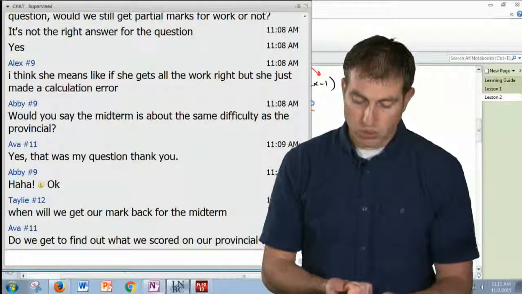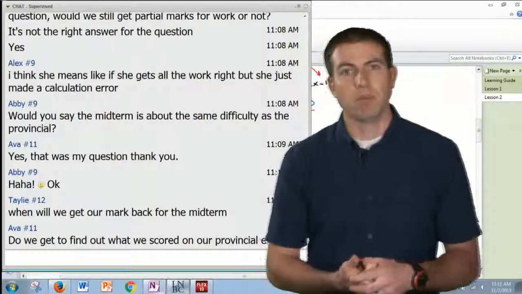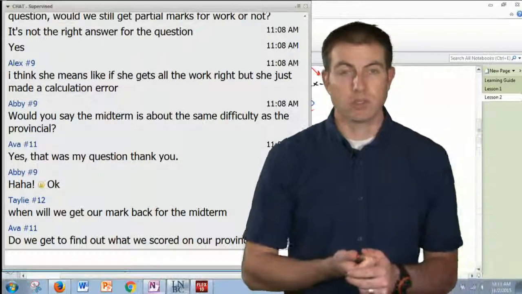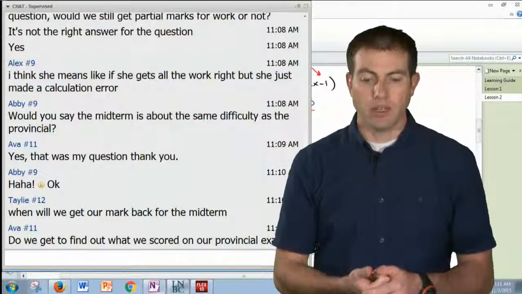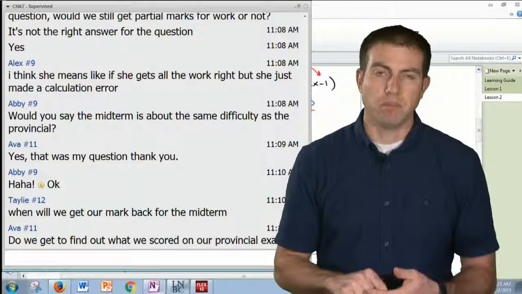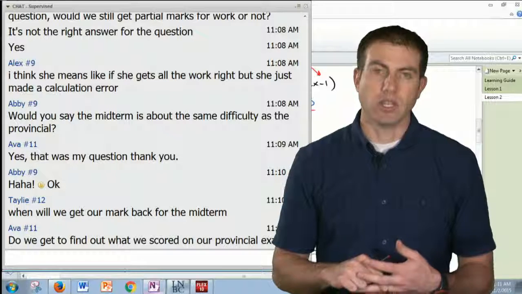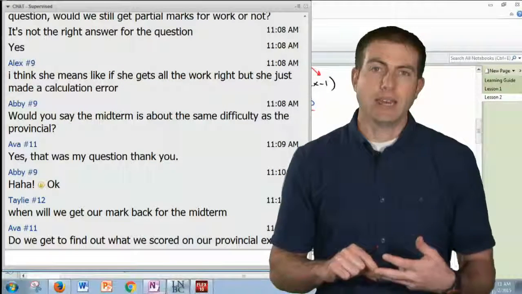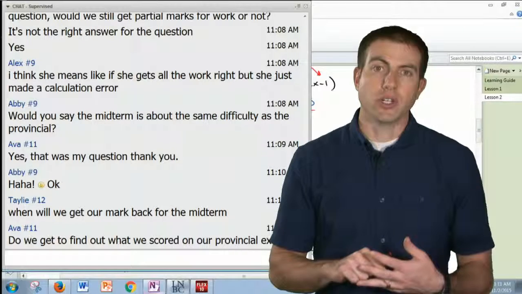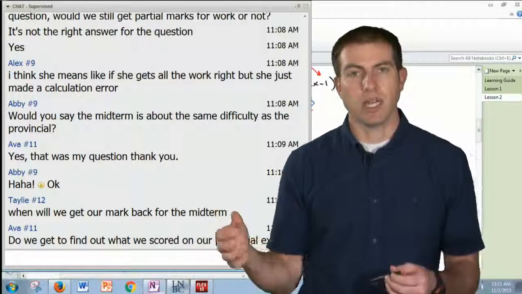Do we find out what you scored on your provincial exams? Yes and no. They'll post your results on the ministry website. So you enter your student PEN number, your provincial education number. You have to log in after you create an account, and then your grade will come up. So it'll say like 72% or something like that.